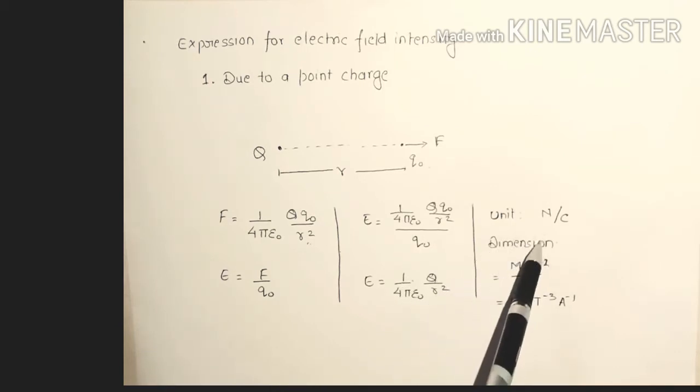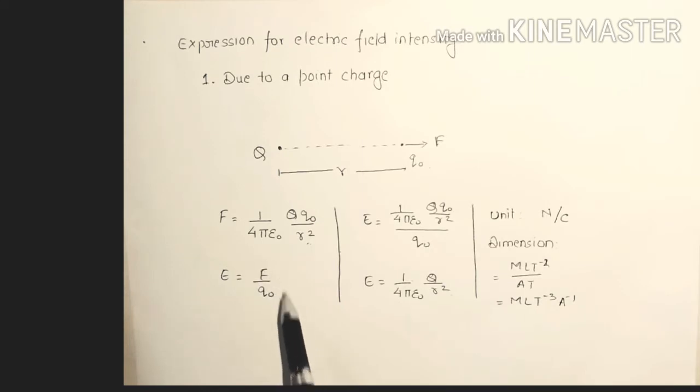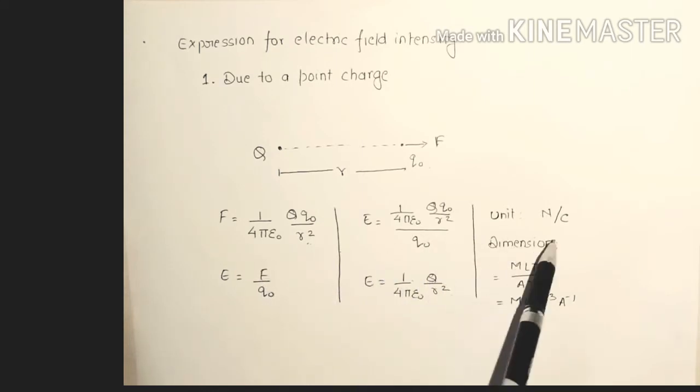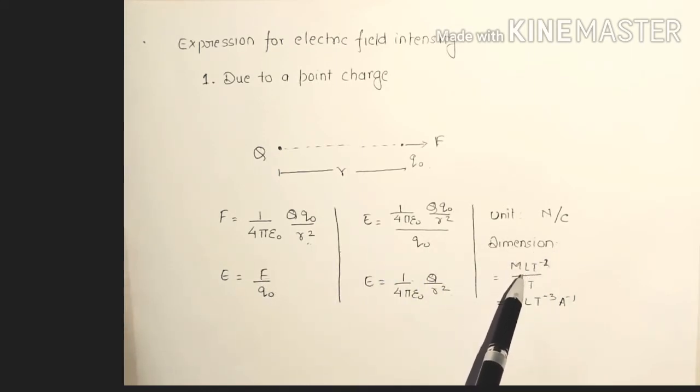Now regarding its unit, it is force upon charge, so Newton upon Coulomb. And regarding its dimension, the dimension of force is M L T raised to the power minus 2, upon charge, which is ampere into time. So it is M L T raised to the power minus 3 A raised to the power minus 1.